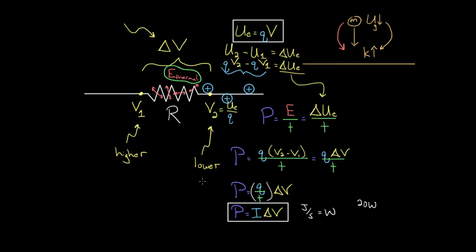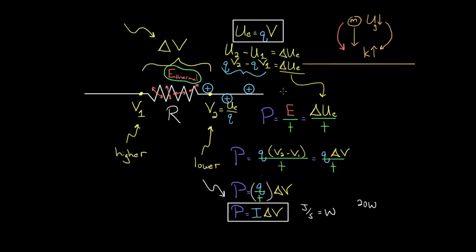This formula is extremely useful when you want to figure out how much energy is going to be used by a light bulb or a toaster or a TV or whatever electronic device you want to use. This tells you how much energy it's going to turn into either thermal energy or light or sound or whatever other kind of energy that it's converting that electric potential energy into.